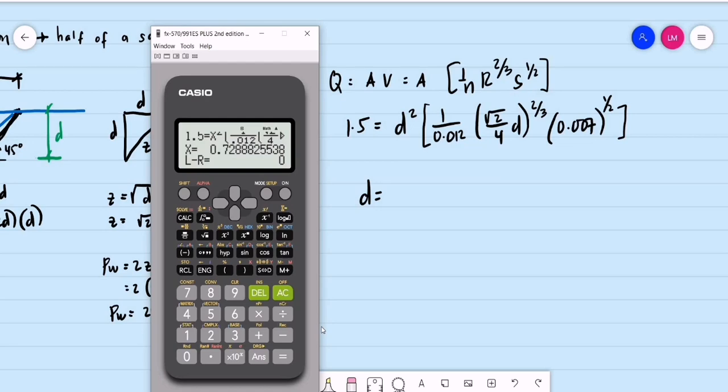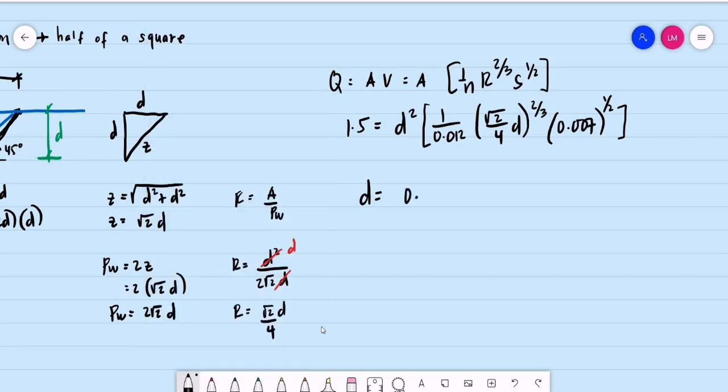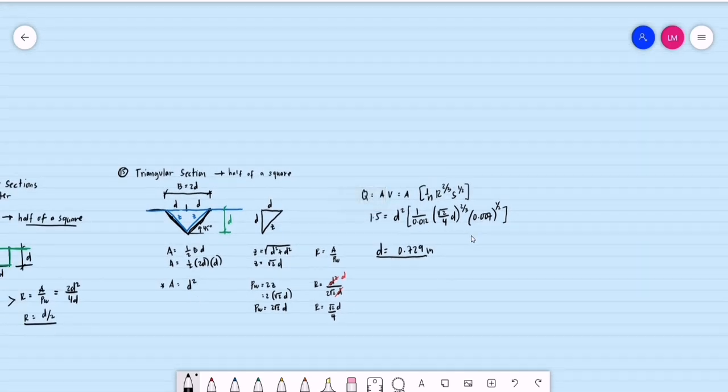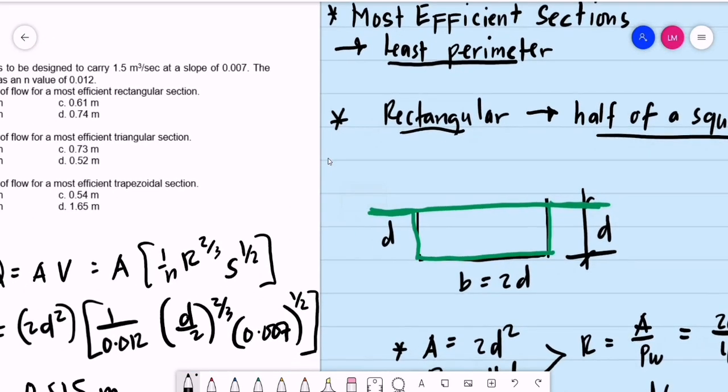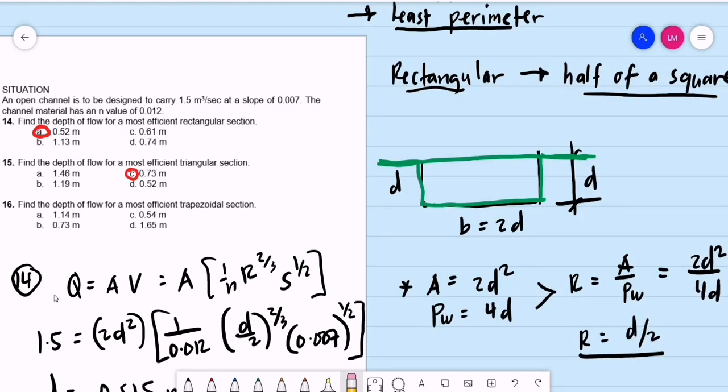Okay, we have the depth of flow is now equal to 0.72888, or we can have it as 0.729 meter. If we are to check this value in our choices, for number 15, the computed value is 0.729. In our choices, the closest value is 0.73. That is letter C. We proceed to question number 16.